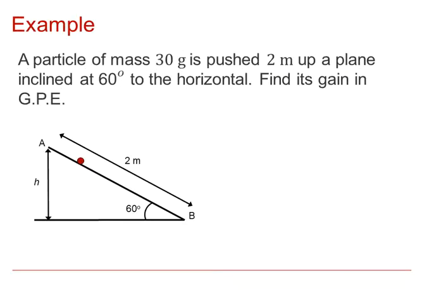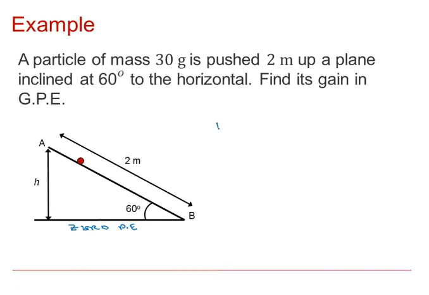So for example, if a particle of mass 30 grams is pushed 2 meters up a plane inclined at 60 degrees, find its gain in potential energy. So it's important we define where zero potential energy is. So I'm going to define zero potential energy at the bottom of my diagram B. So I'm going to say that that is my zero level of potential energy.